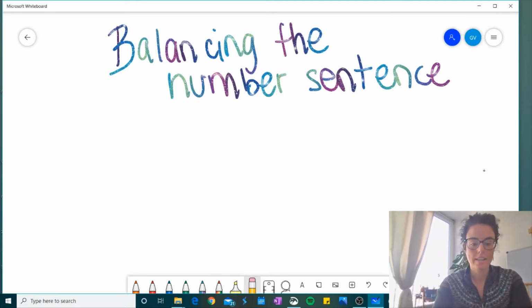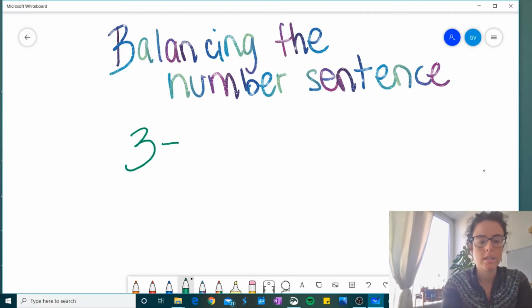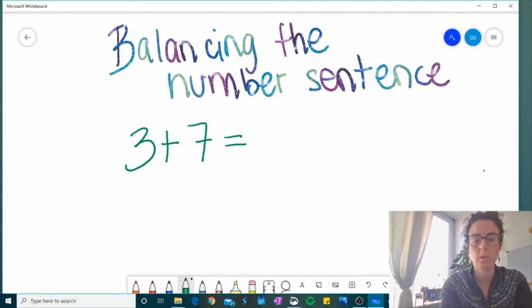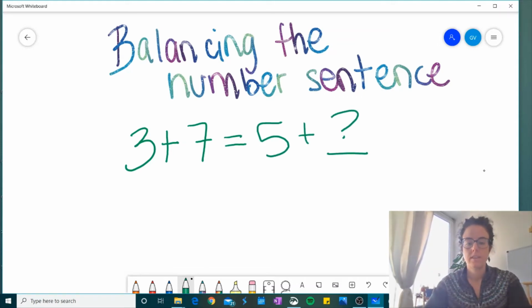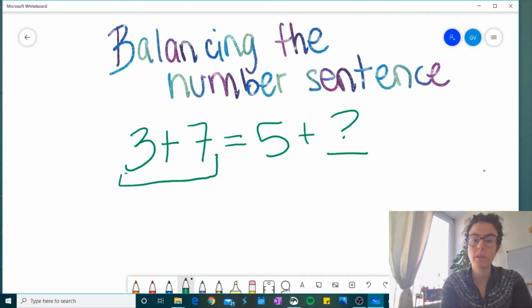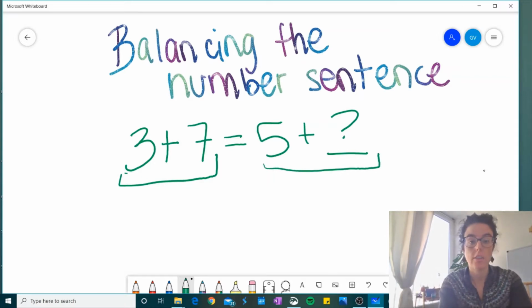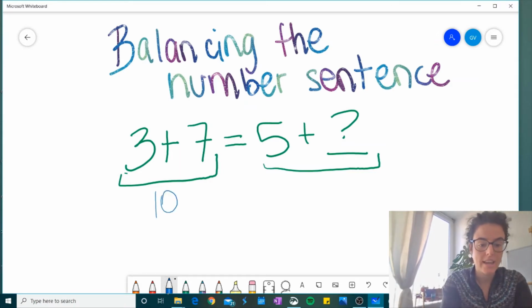It looks like this. 3 plus 7 is equal to 5 plus what? Okay, how do we do this? What's the first step? The first step is to figure out what this number equals, because then we can figure out how to get that number on the other side. So you guys know this, easy peasy lemon squeezy. What is 3 plus 7? That's right, it is 10. Okay, so this is like saying 10 is equal to 5 plus what?